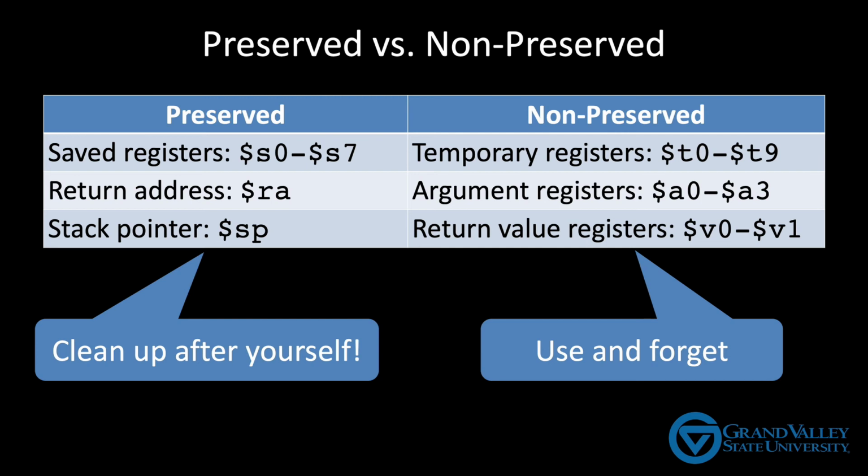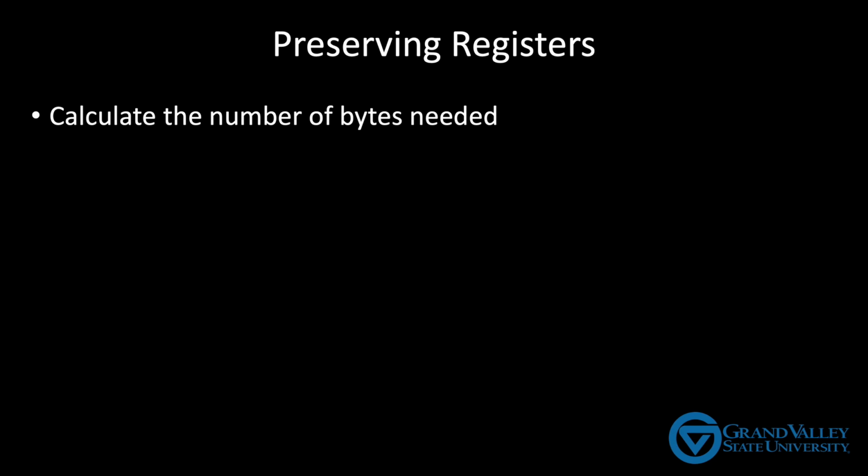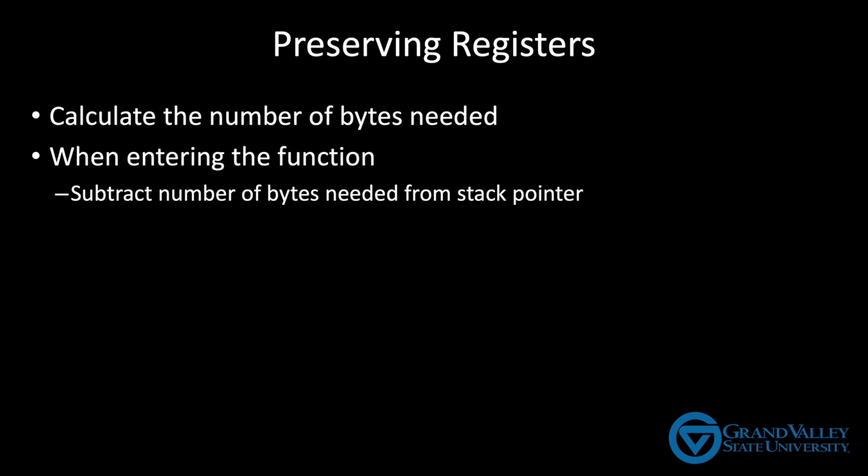So here's the general process for preserving data across function calls. First, you need to look through your code and figure out how many bytes of data you're going to need to save, how many S registers you need. And then, at the beginning of the function, you need to subtract that number of bytes from the stack pointer. That makes room on the stack. It reserves a piece of the stack that nobody else is going to touch.